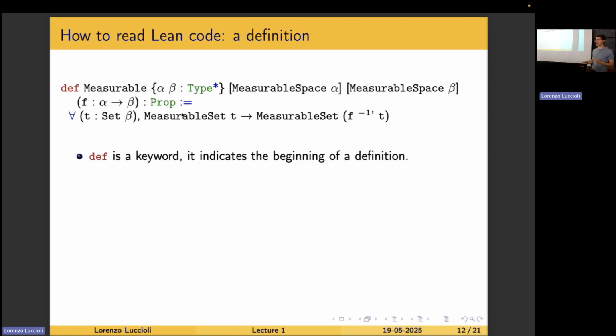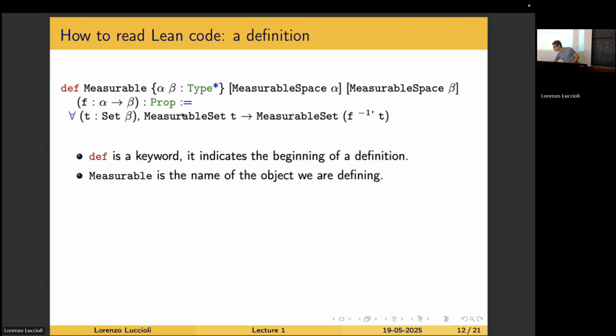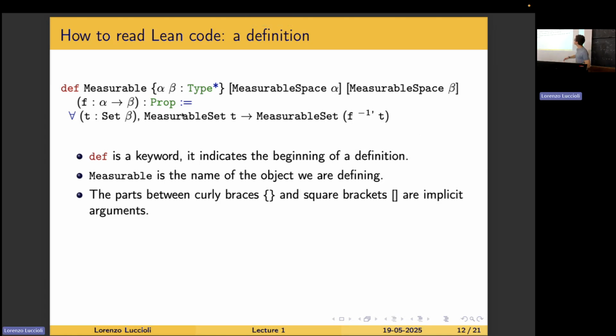Theorem, lemma, and example are keywords, just like def. So we could have written def exactly like we could have written theorem, my theorem, etc. Then we say how our definition is called, which is measurable in this case. That's the name of what we're defining. Then we have a few things which are between curly braces or square brackets, and these are the implicit hypotheses.